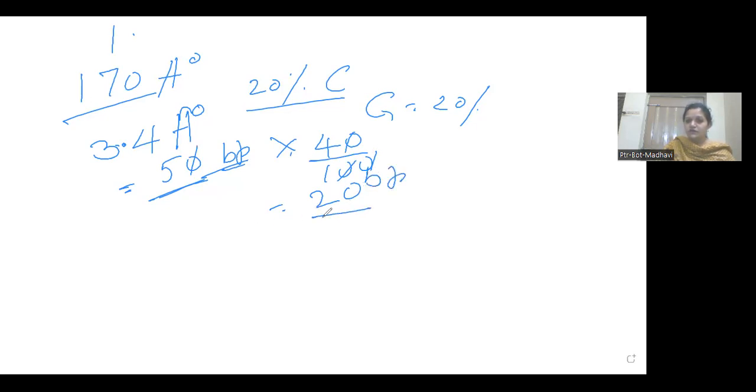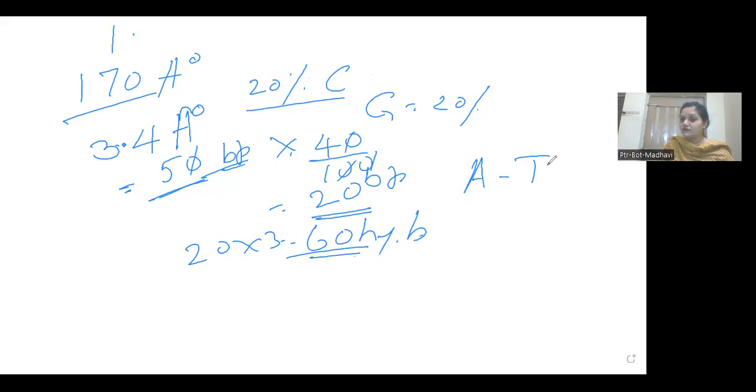In these 20 base pairs, it is a triple bond. So 20 into 3, 60 hydrogen bonds from here. Now in the 100%, 40% are the cytosine and the guanine. Then we have to calculate how much is the adenine and the thymine. So the remaining is 60% of the 100%. That means 30 and 30 now.